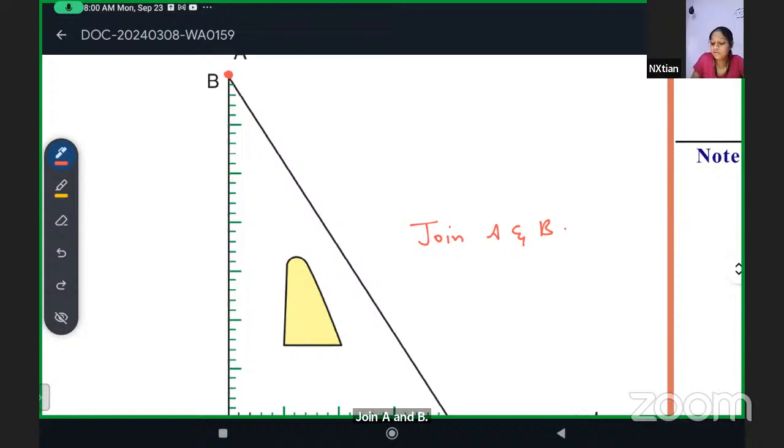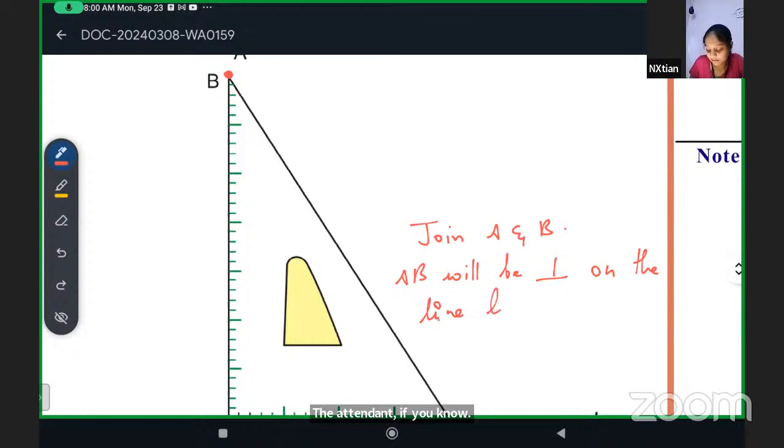Okay. So AB will be perpendicular on the line L.